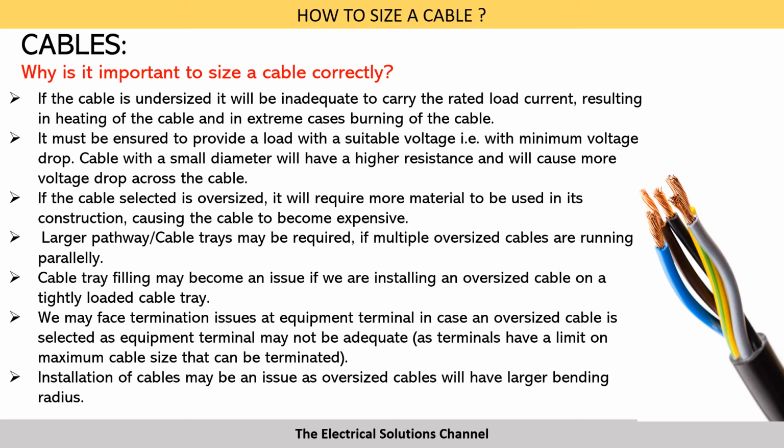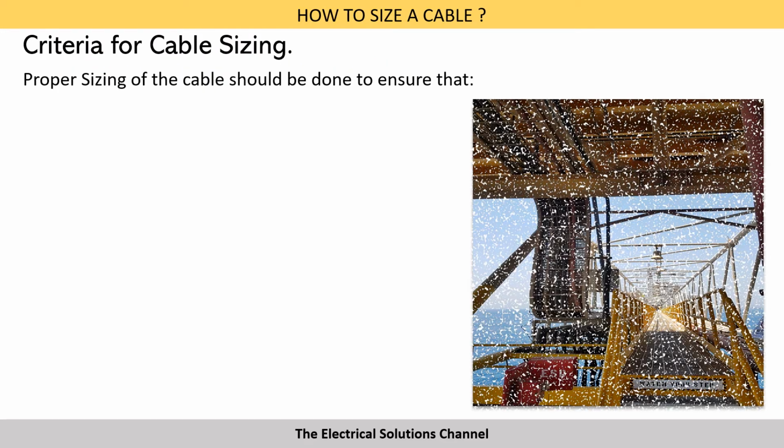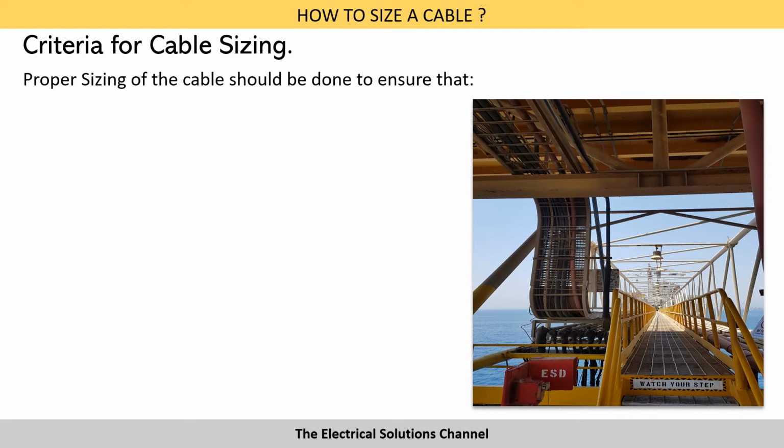We may also face termination issues at equipment terminal ends in case an oversized cable is selected, as equipment terminals may not be adequate for terminating the large cable. Installation of cables may also be an issue, as oversized cables will have a larger bending radius. Let us now check the criteria to be followed for proper sizing of an electrical cable.